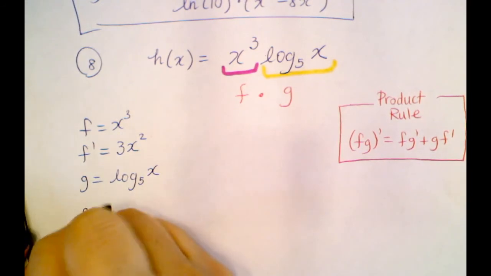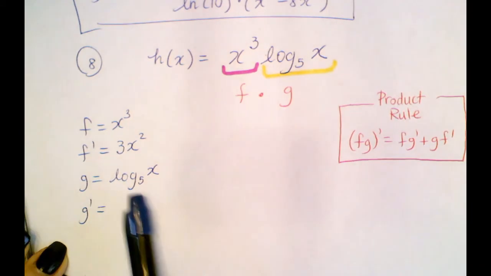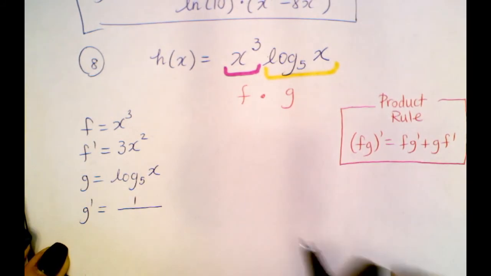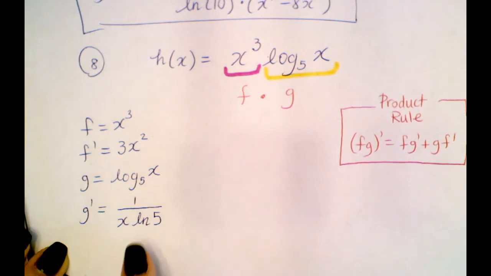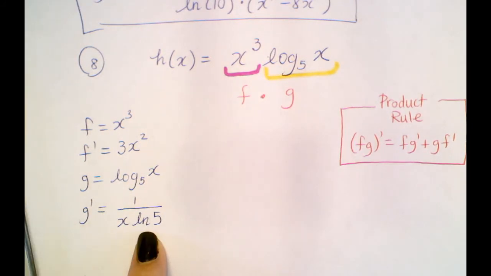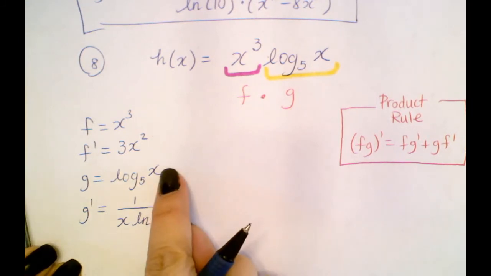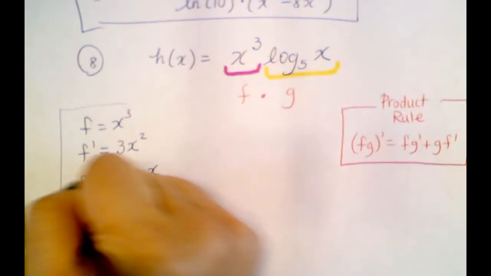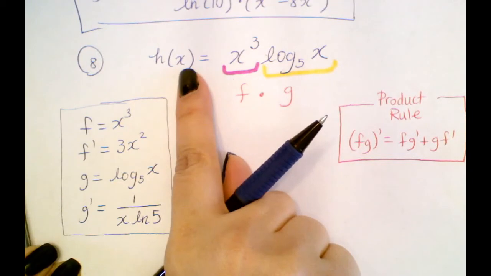And then g prime is equal to, now, did we do this one? No, not yet. But I'm using theorem 13 so that I can just do this one real quick. 1 over what? x times natural log of 5. Now, where did this come from? Take a look at examples 1, 2, and 3. You can do this the longer way, but I just wanted to save some room. The derivative of log base 5 of x is 1 over x times natural log of 5. Now, using these 4 pieces, let's find the derivative of h.